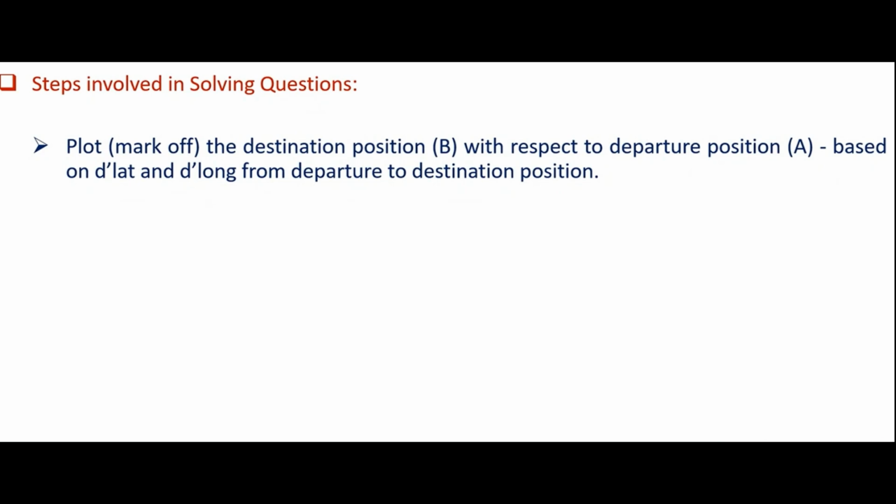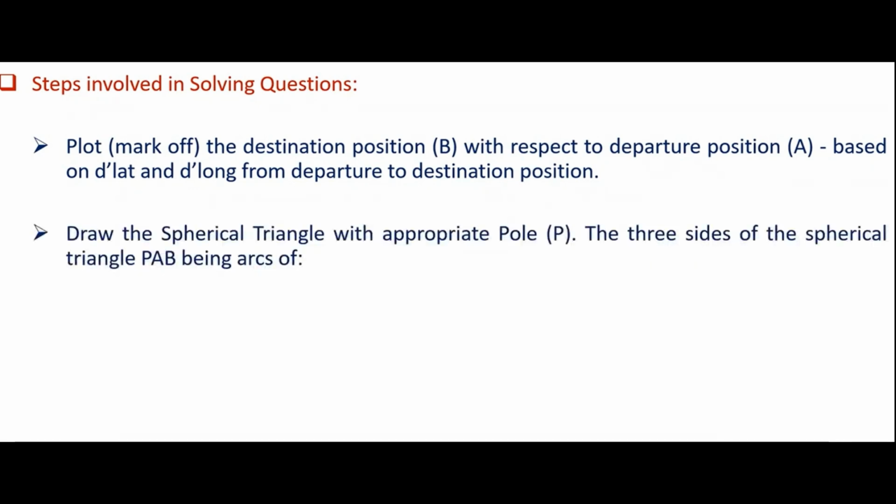Likewise, we evaluate the D long from departure to destination, that is from A to B. If D long is east, then B is plotted east of A. And if D long is west, B is plotted west of A. So therefore, based on the names of D lat and D long, we mark off position B with respect to position A. Then we make the spherical triangle with the appropriate pole.